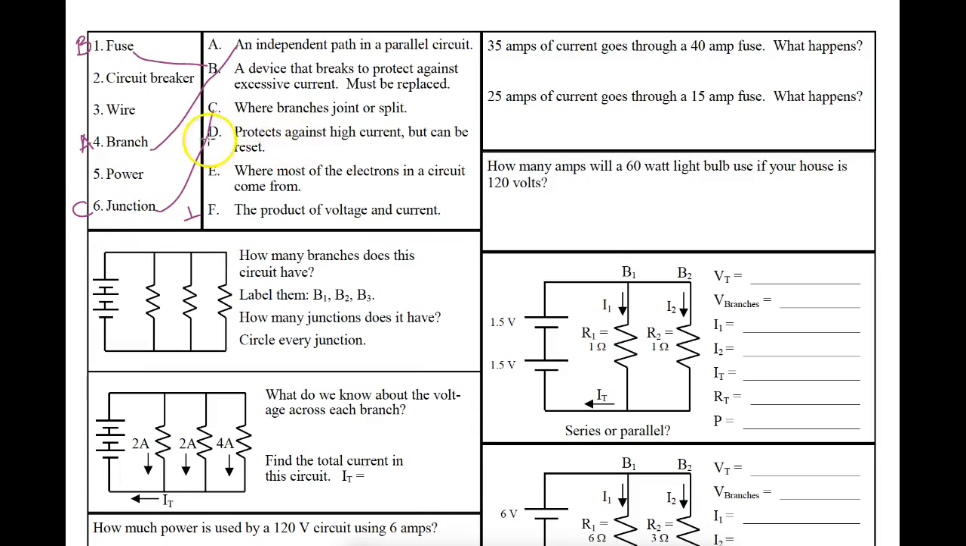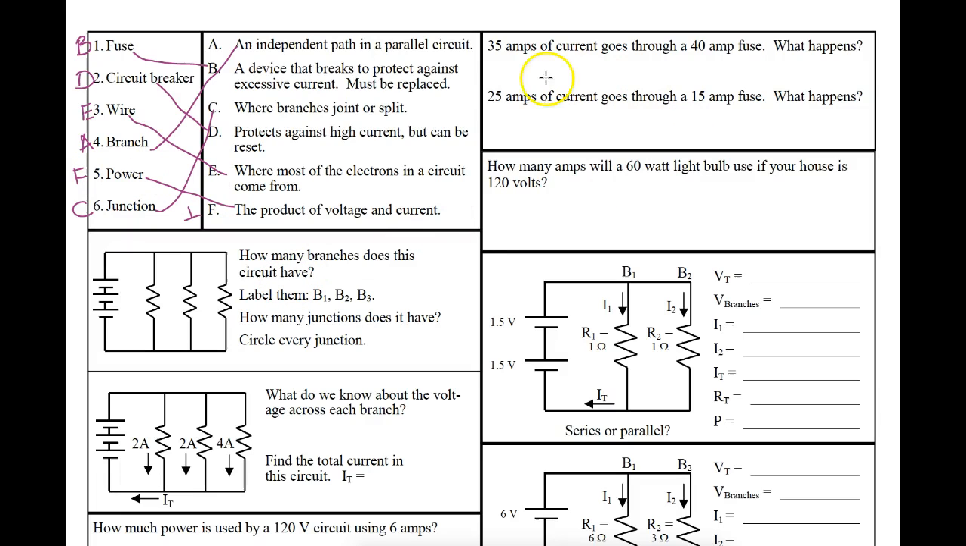Protects against high current but can be reset. This is what most of us have in our houses. This is a circuit breaker. Where most electrons in a circuit come from, that is the wire. They're coming from the wire. The battery pushes out the electrons, but the wire actually pushes them along. And then finally, we have the product of voltage and current. So it's voltage times current equals power, and that is F over here.